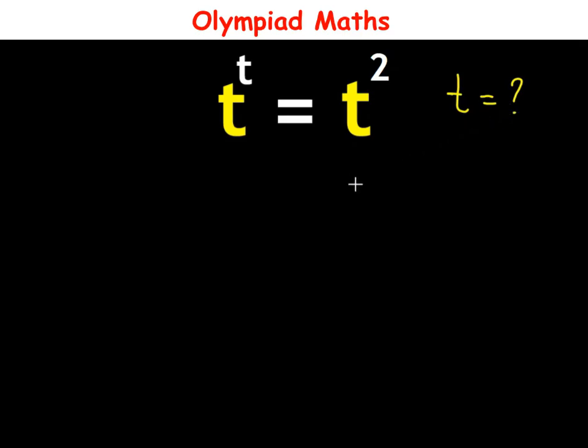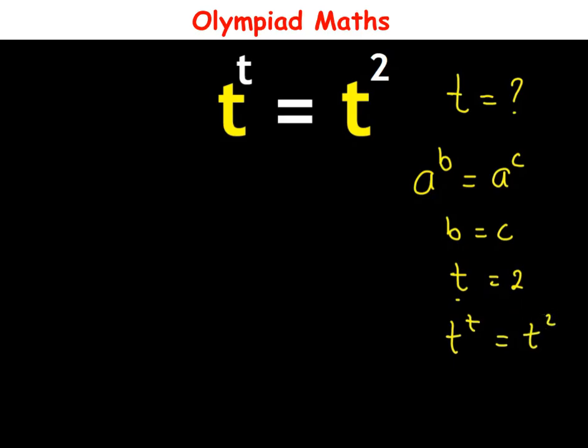Now, to solve this by mere inspection, I'm working with the rule that if you have a raised to power b equals a raised to power c, since they have the same base, you simply compare the exponents such that b is equal to c. With this, we can conclude that the value of t is equal to 2. And if you check that out, working with t raised to power t equals t raised to power 2, we got the value of t as 2 by mere inspection.